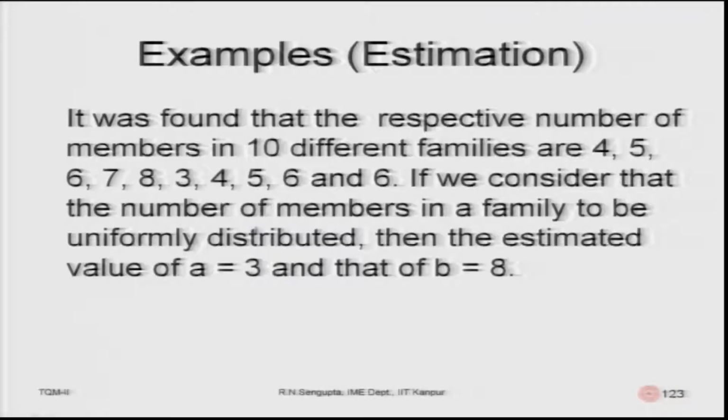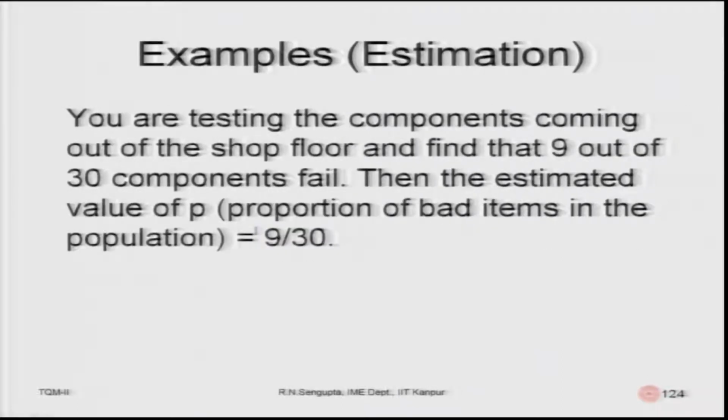For example, the numbers of members in 10 different families are found to be 4, 5, 6 and so on until 6. If we consider the number of members in a family to be uniformly distributed, then the estimated values of A and B would be found as we just discussed. You are testing components coming out of the shop floor and find that 9 out of 30 components fail. Then the estimated value of P, the proportion of bad items, or Q, it is just the nomenclature we are using, would be 9 by 30, which is the relative frequency, and in the long run it is the probability.